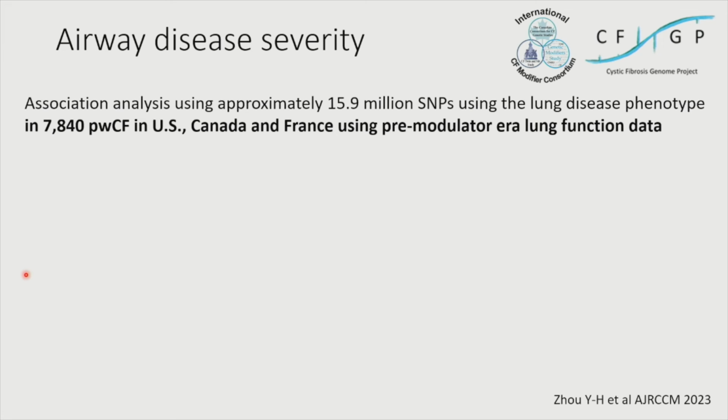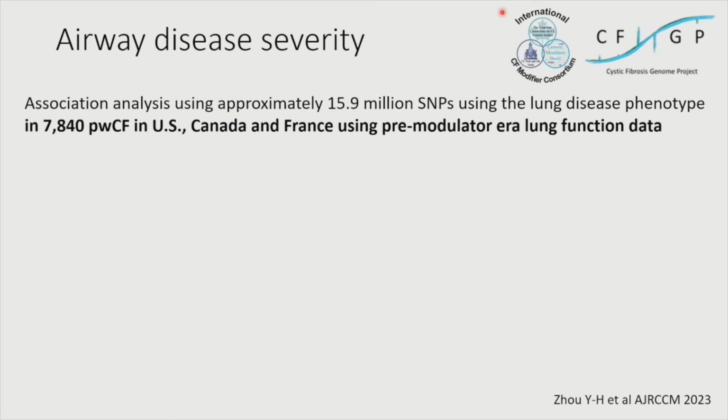So the study was done where we combined data from the CF Genome Project, those 5,000 individuals, and added to that were individuals recruited by our colleagues in Canada and in France, and they're part of the international group here, and I've indicated our symbol up there. So this was a very nice opportunity for collation of data from several sources to bring together one of the largest GWAS type studies that have been done in a single gene disorder. And so we've got almost 8,000 individuals in this study, and they're all pre-modulator.